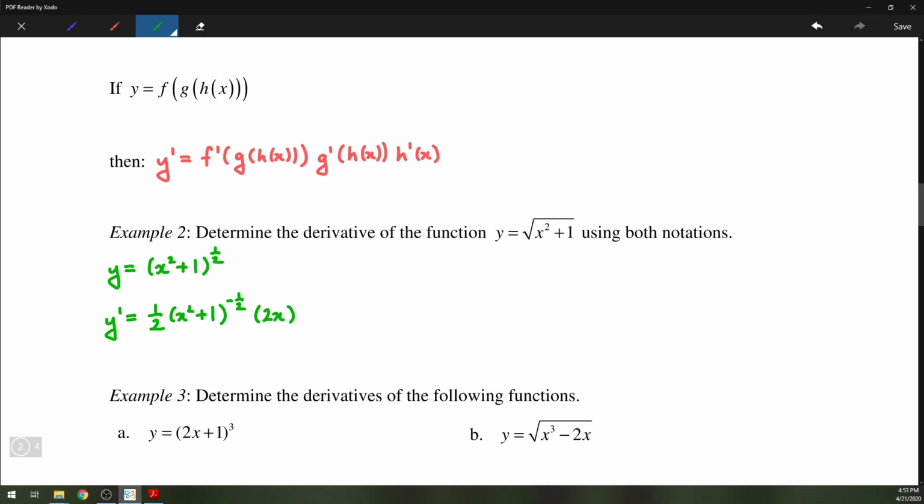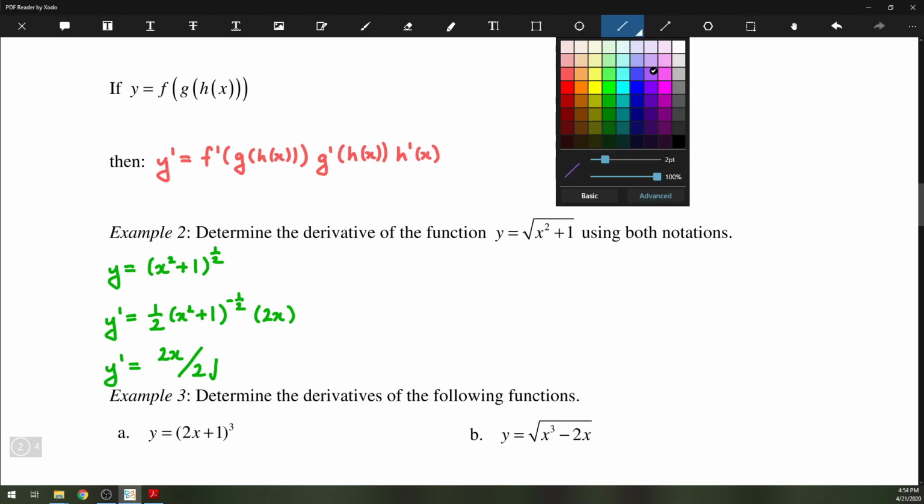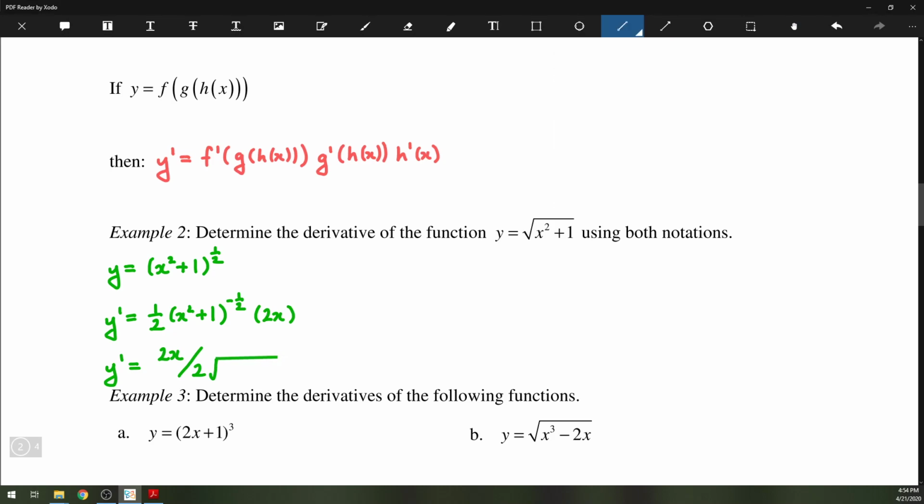All right, so then what we're going to do is rewrite things slightly. So y prime is equal to 2x all over 2 times the square root of x squared plus 1. You can see that the 2's are going to be eliminated, and so you're just going to be left with y prime is equal to x over the square root of x squared plus 1.